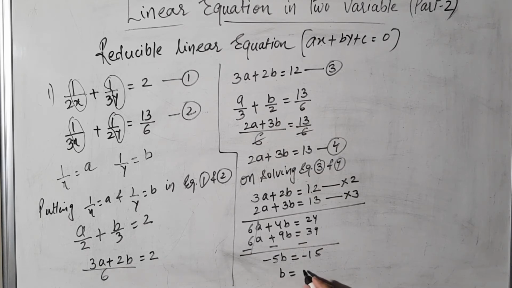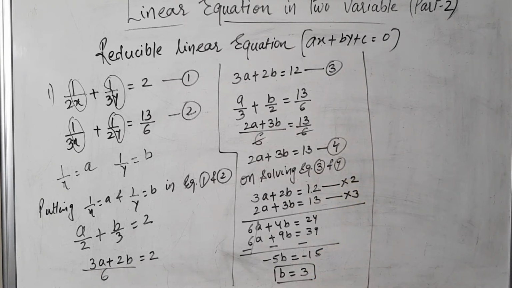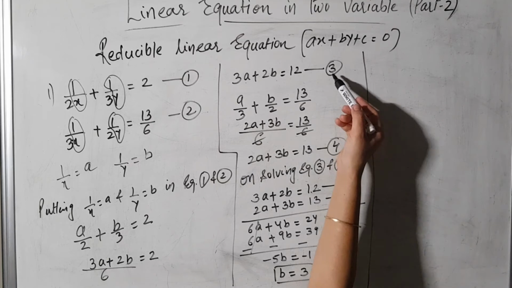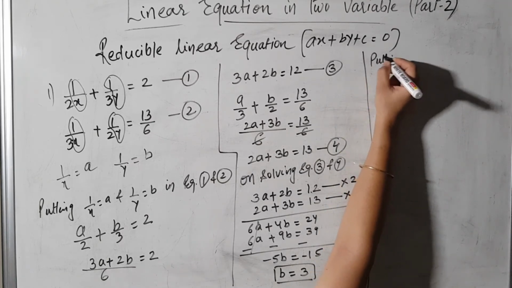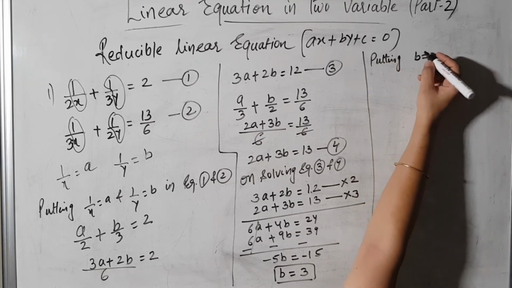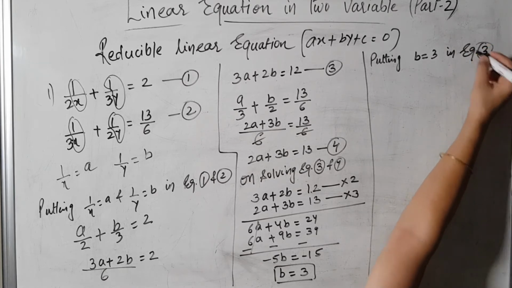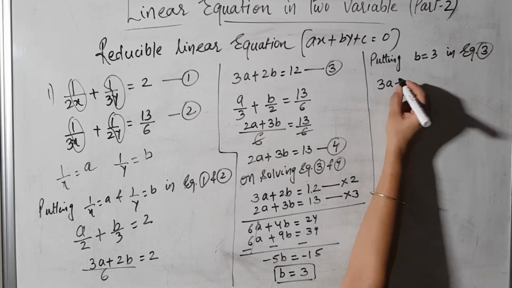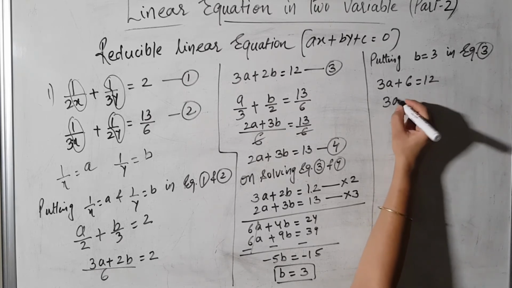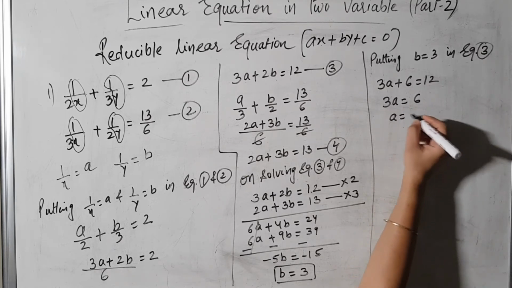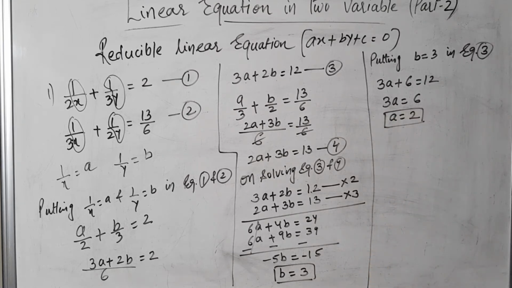So value of b will be what? 3. Putting this value of b in equation number 3 or 4. So putting b equals 3 in equation number 3, what we'll get: 3a plus 2 into 3 is 6. This is 12. So 3a will be 6. So a will be what? 2. Thus we have got the values of a and b.